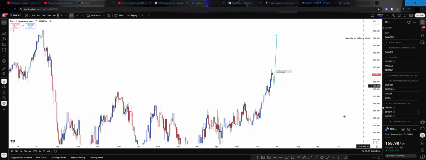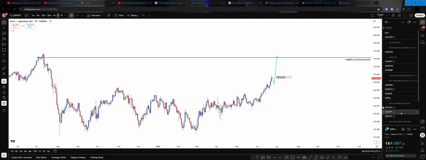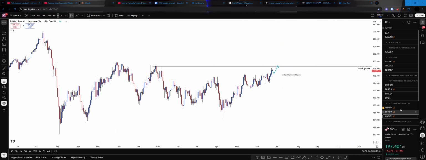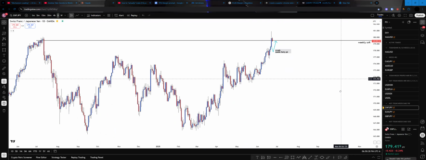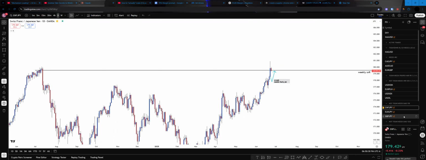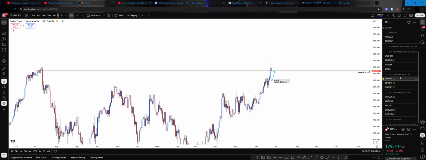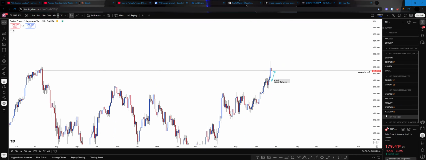Euro JPY. Let's go back onto daily. Still waiting for a daily pullback. So we need at least one candle close. We already checked this, right? Yeah. Okay, this already hit TP, so there's no entry on here, so we can just move this to not this week. We're not interested in this.